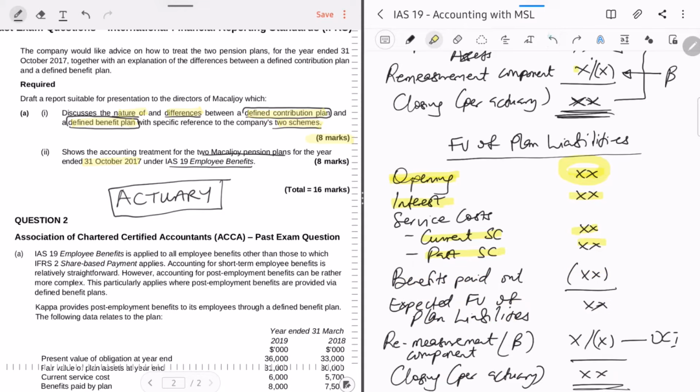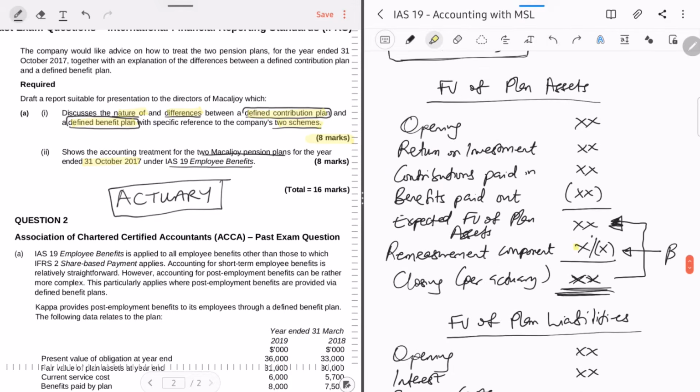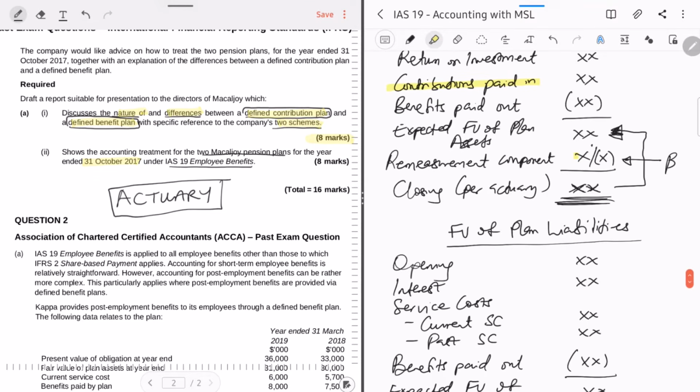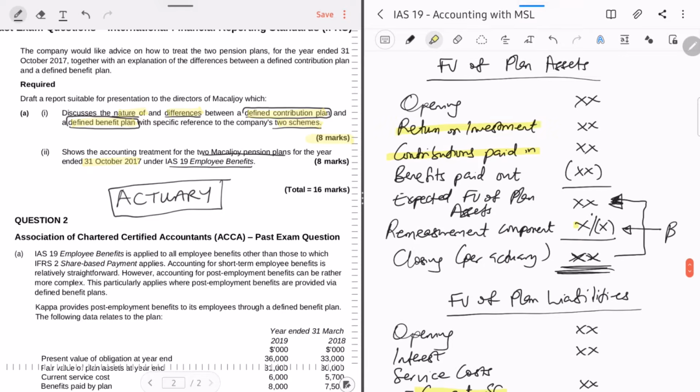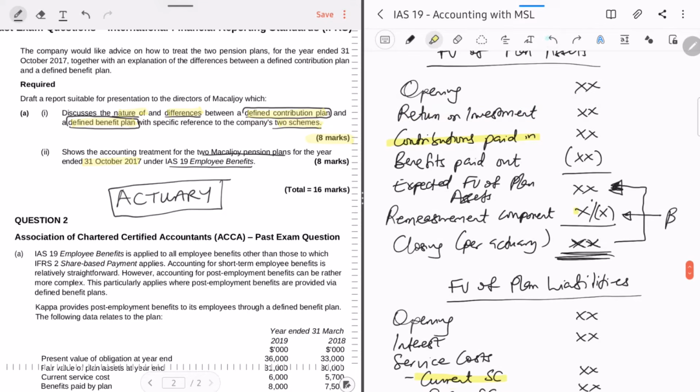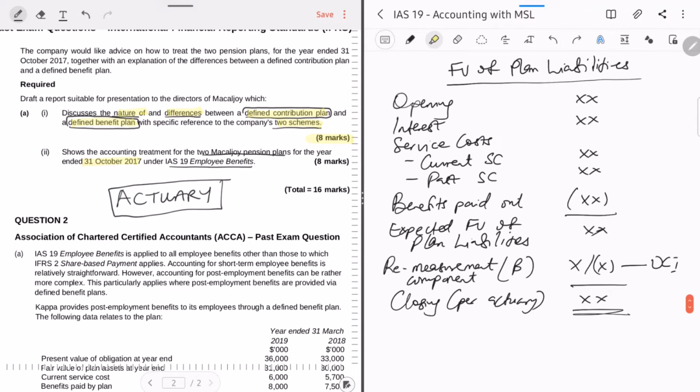So if you note the difference here, the key difference between the assets and liabilities is what? Everything is the same apart from the contributions paid in, which will be replaced with current service costs and past service costs for the liability. Take note, right? The interest component, one is a return, one is an expense, but it's still computed on the opening value. So now that we know this, let's go to the question and start.